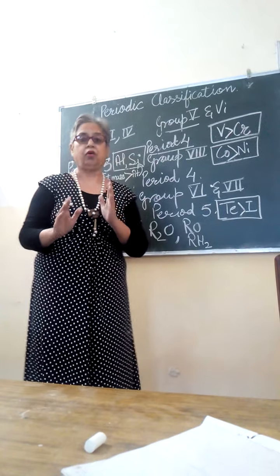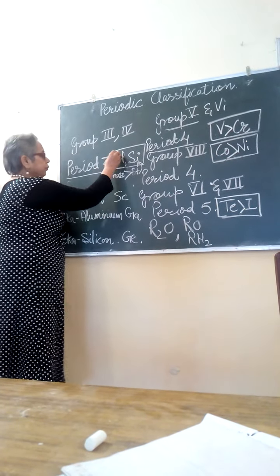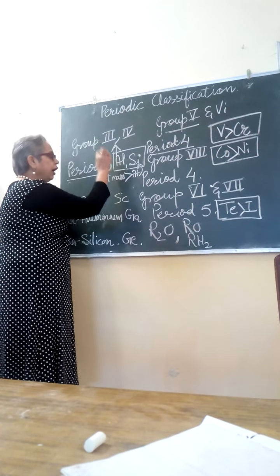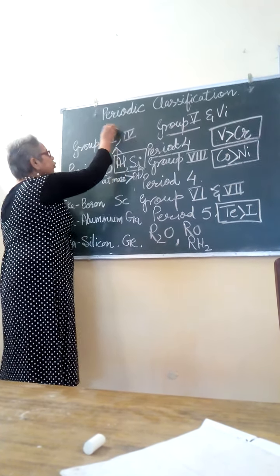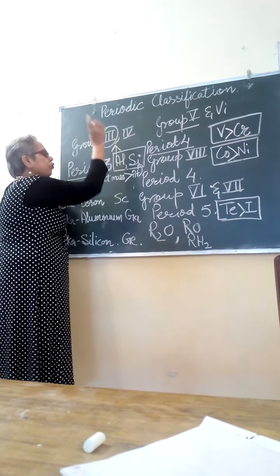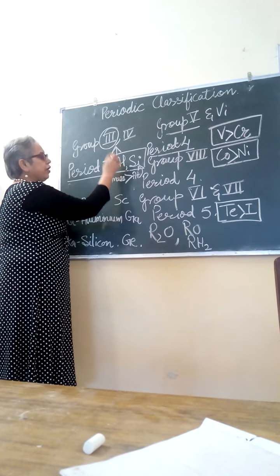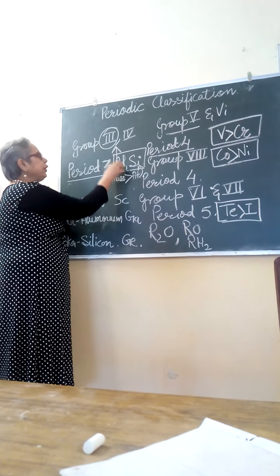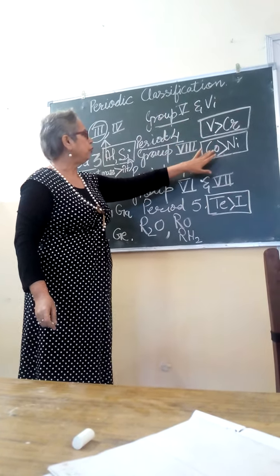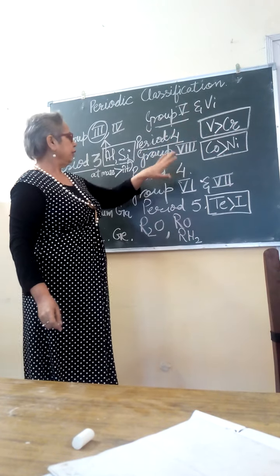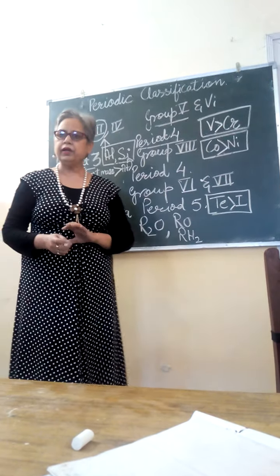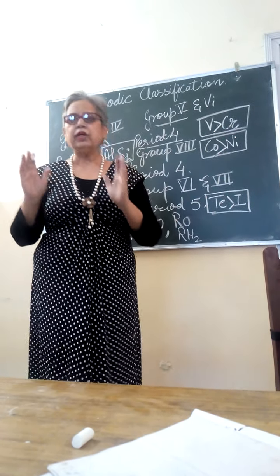But when he saw that the compounds of aluminium with oxygen and hydrogen resemble the elements of group 3 and not group 4, so although this was having higher atomic mass, he kept it in group 3. Similarly, he kept vanadium in group 5, cobalt in group 8, right, and tellurium in group 6. Fine. So these were anomalous pairs.